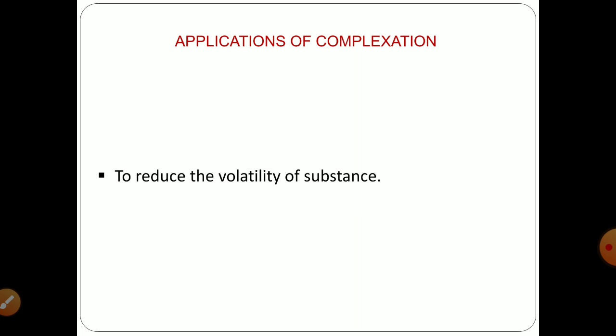The next application involved in complexation is to reduce the volatility of a substance. For substances having a highly volatile nature, complex formation can help to reduce their volatility. For example, in order to develop a dosage form of eutectic mixtures, which have the capability to undergo liquefaction upon mixing, you can maintain their solubility by forming complexes.